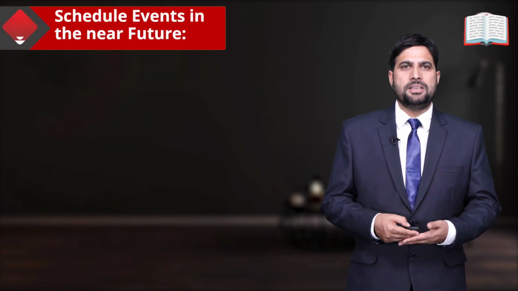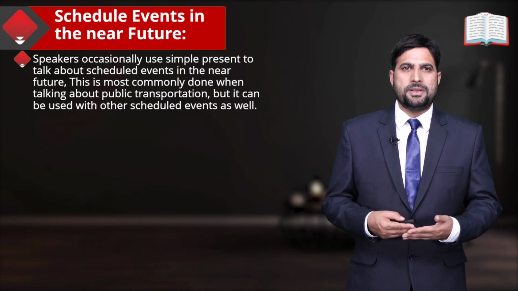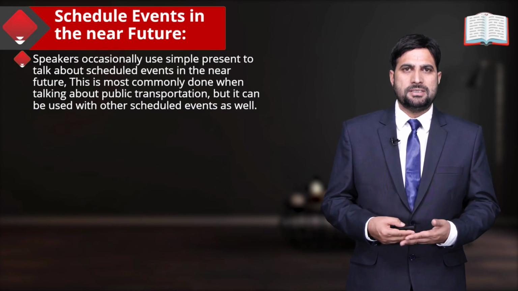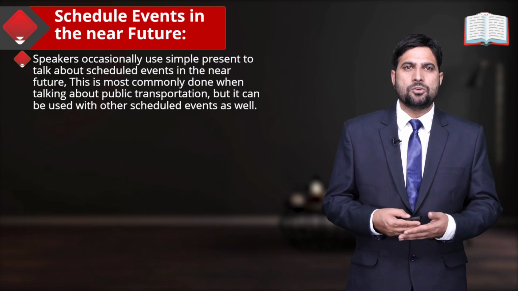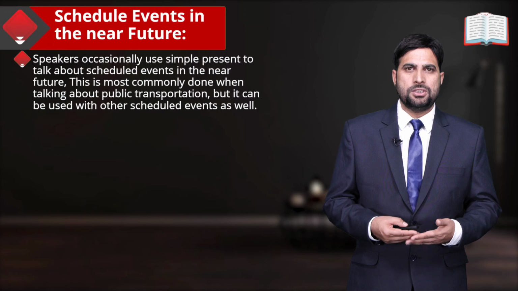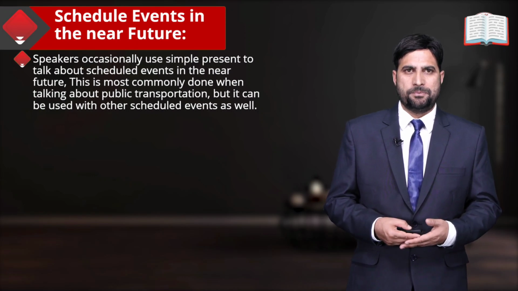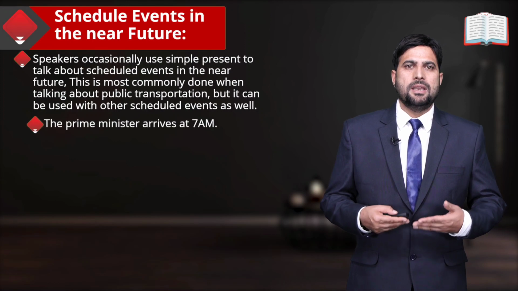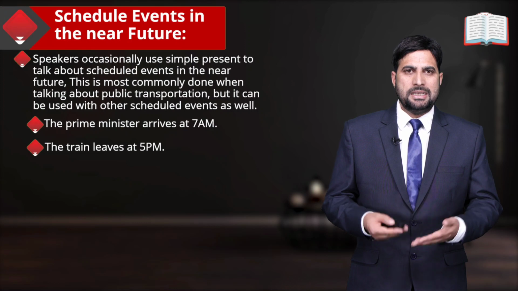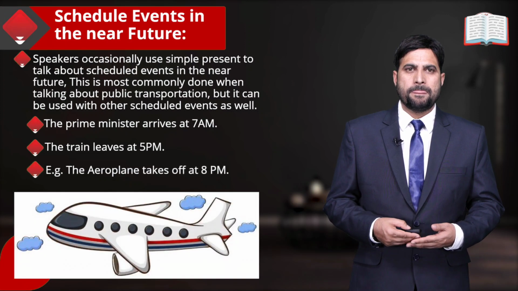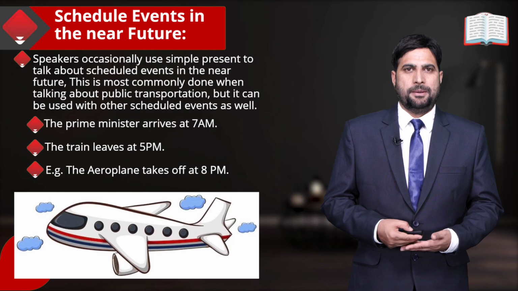Scheduled events in the near future. Speakers occasionally use simple present to talk about scheduled events in the near future. This is most commonly done when talking about public transportation, but it can be used with other scheduled events as well. So here the examples are: The Prime Minister arrives at 7 a.m. The train leaves at 5 p.m. The aeroplane takes off at 8 p.m.